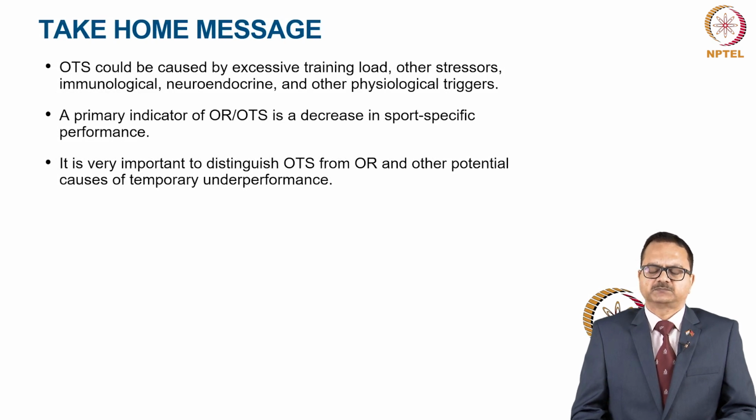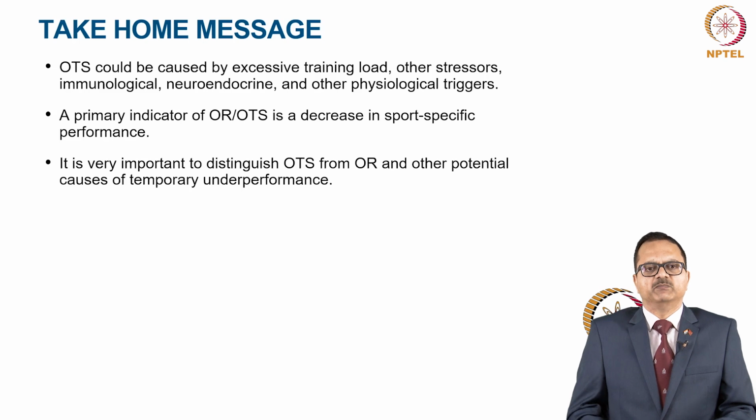Take-home message. Overtraining syndrome could be caused by excessive training load, other stressors, immunological, neuroendocrine, and other physiological triggers. A primary indicator of overreaching or overtraining syndrome is a decrease in sport-specific performance. It is very important to distinguish overtraining syndrome from overreaching and other potential causes of temporary underperformance. You may use drugs in the treatment of overtraining and overreaching syndrome, but be aware that the athletes are subject to the World Anti-Doping Agency rules and regulations.